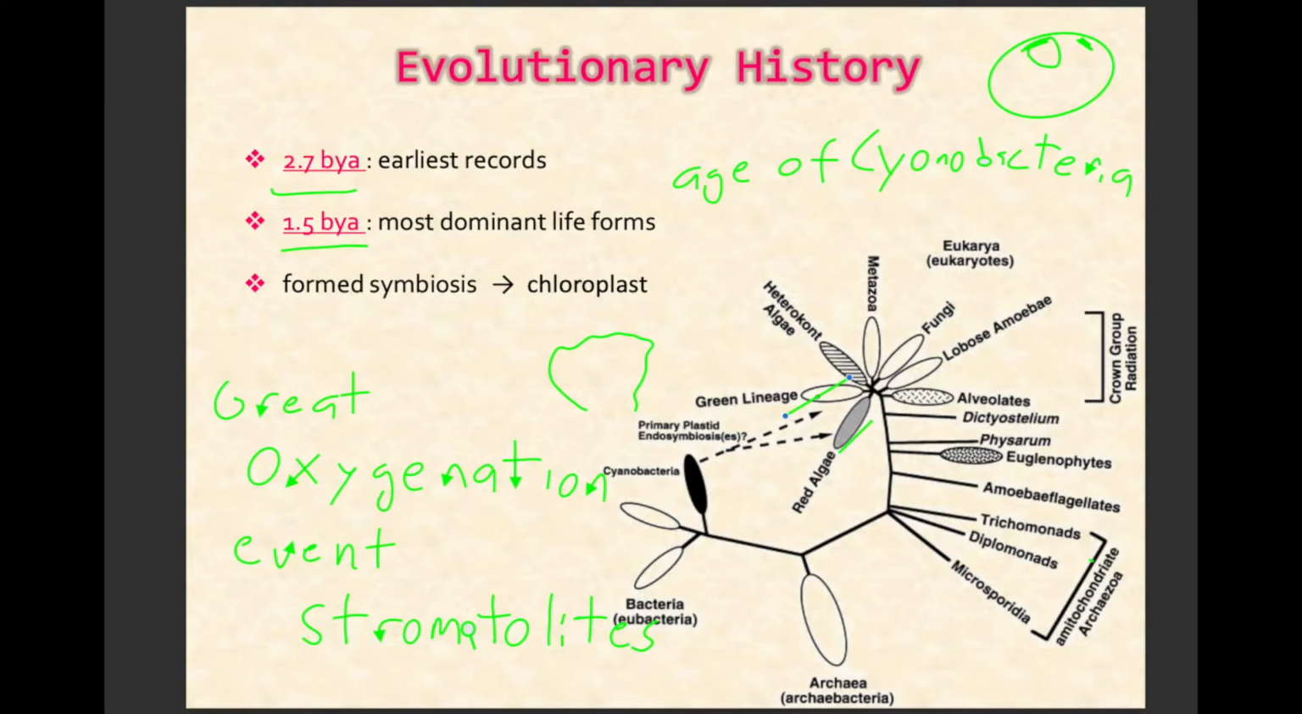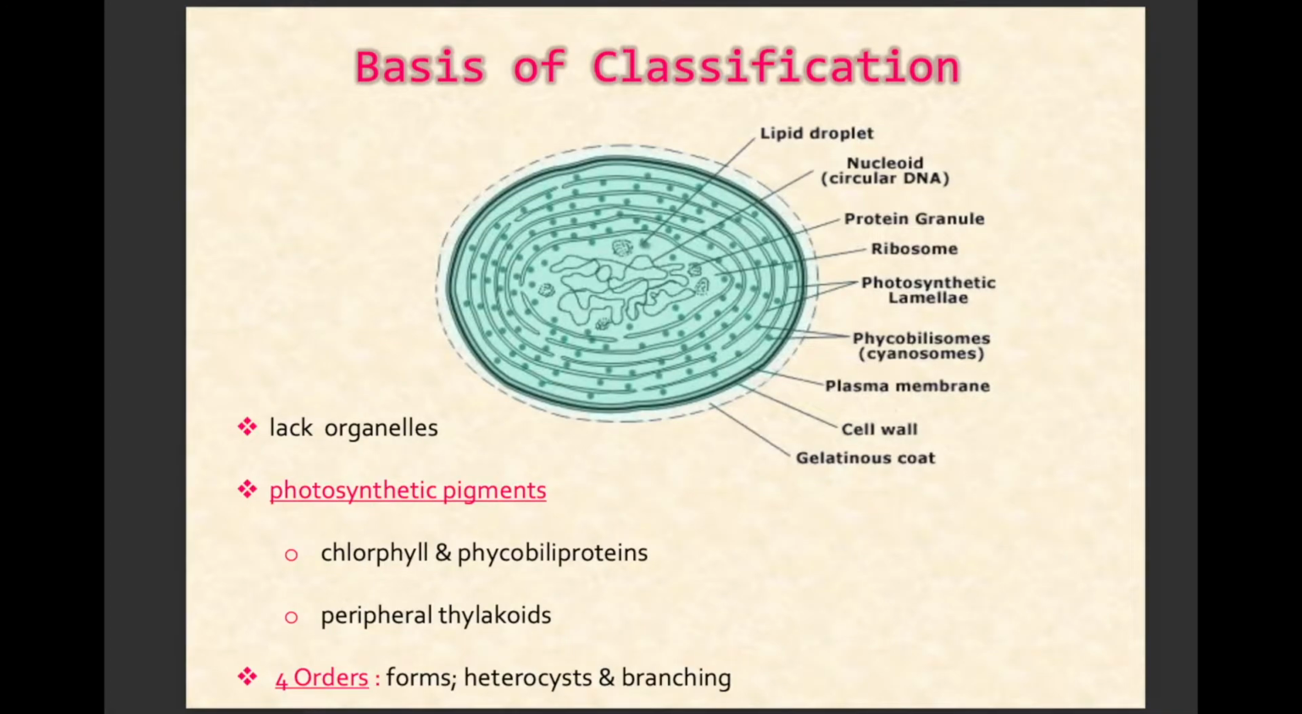So in terms of their basis of classification, we can assume that most organisms belonging to phylum Cyanophyta lack membrane-bound organelles. They have various photosynthetic pigments, including chlorophyll and various phycobiliproteins, which are important for maximizing their absorption spectra. And they also have what we call peripheral thylakoids.